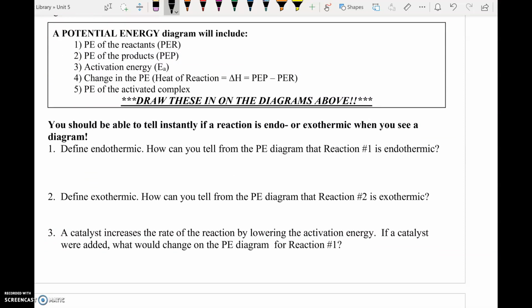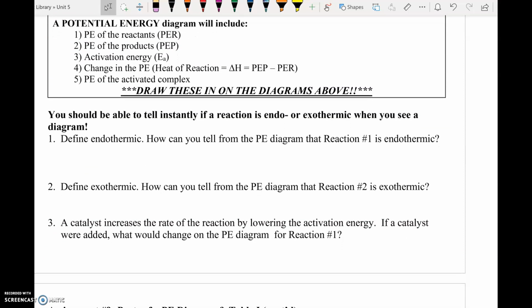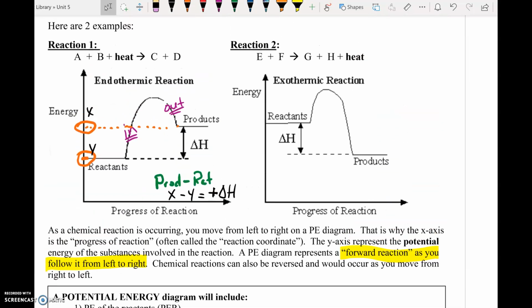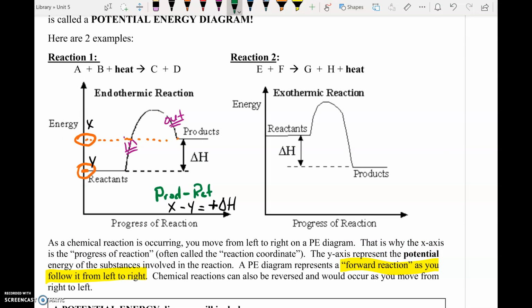Okay, then the next question is, define exothermic. Exothermic is when more energy comes out of a reaction than goes in. So watch this. More energy comes out, that's this number right here, than goes in, which is right here.